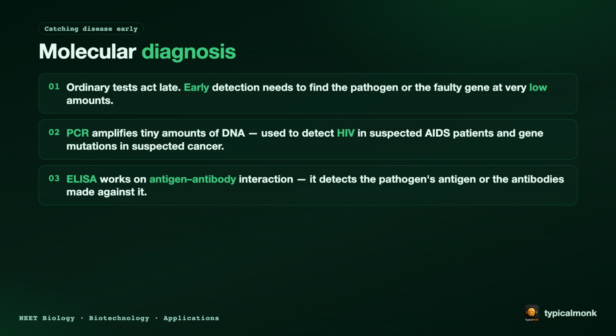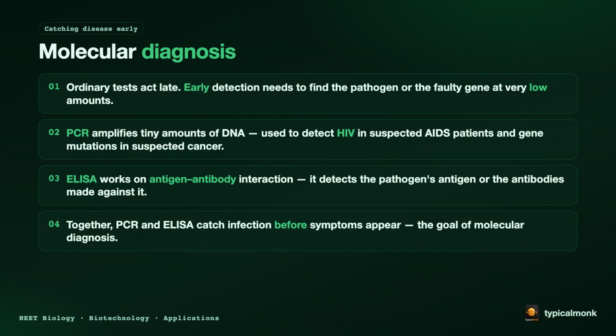ELISA works on antigen and antibody interaction. It detects the pathogen's antigen or the antibodies made against it. Together, PCR and ELISA catch an infection before symptoms appear, and that is the goal of molecular diagnosis.